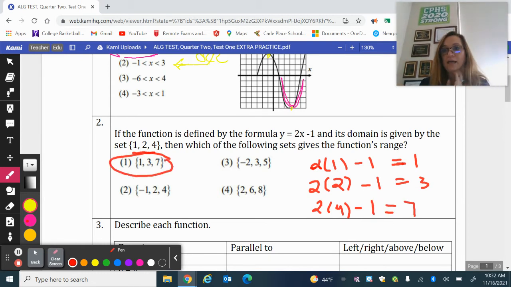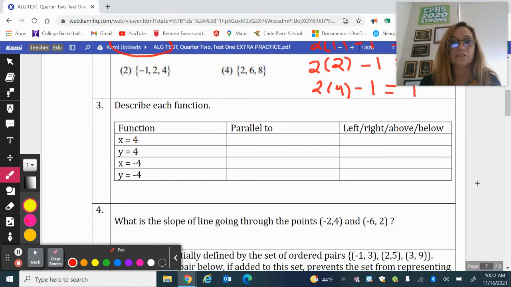You can also use your calculator. You can put the 2x minus 1 in your y sub 1 and then just go and look at the table. Okay.